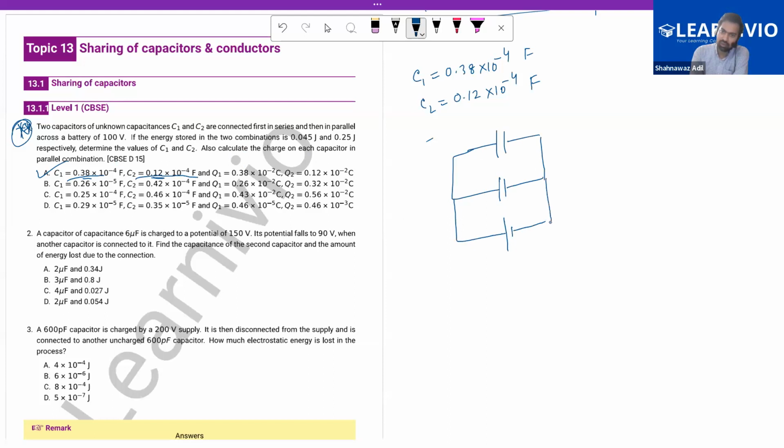So we have to calculate the charge, let's say Q1 and Q2. So how can we calculate the charge? Can you tell? Because we have done numerous questions of these kinds. How can we calculate the charge?